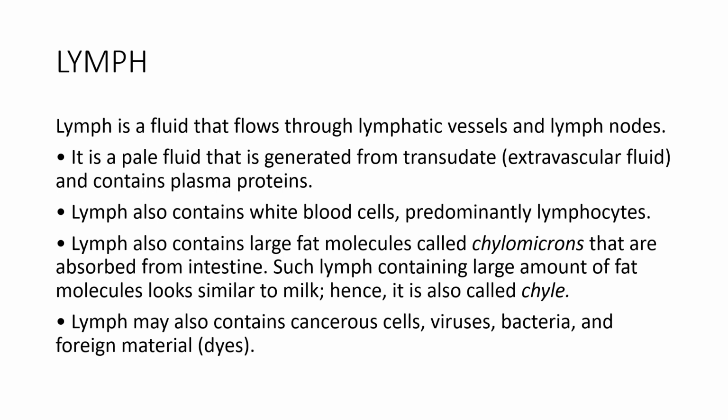The fluid circulating through lymphatic vessels and lymph nodes is known as lymph. The lymph mainly has plasma proteins, and the cells predominantly found in the lymph are lymphocytes. As the lymph absorbs the digested fat, we can see a milky white fluid which is known as chyle. The lymph also acts as a channel for distant metastasis or for the spread of infections. It can spread cancerous cells, microorganisms and foreign bodies.